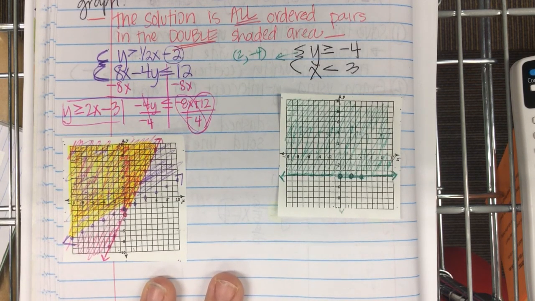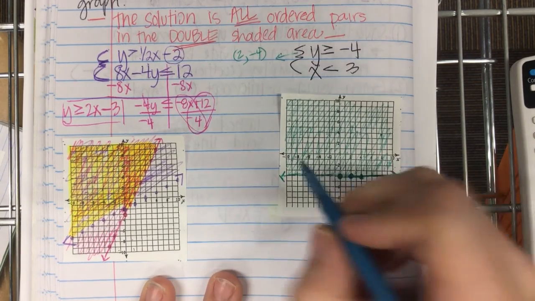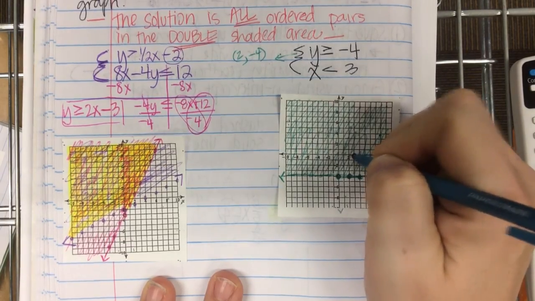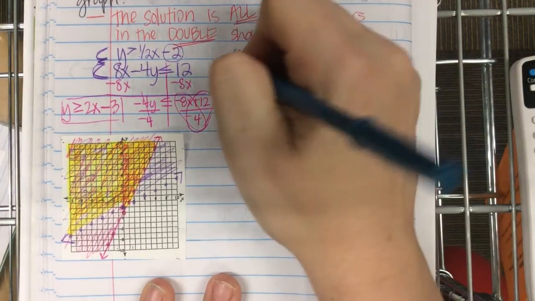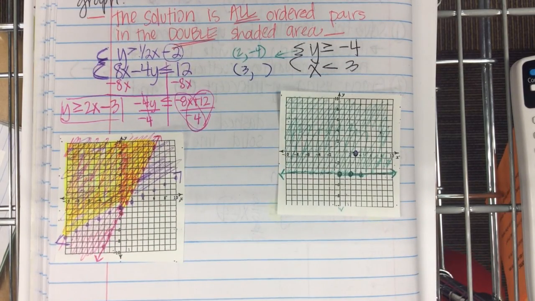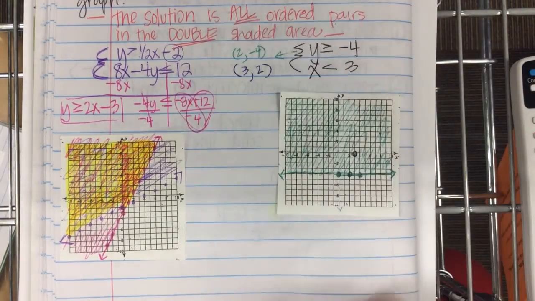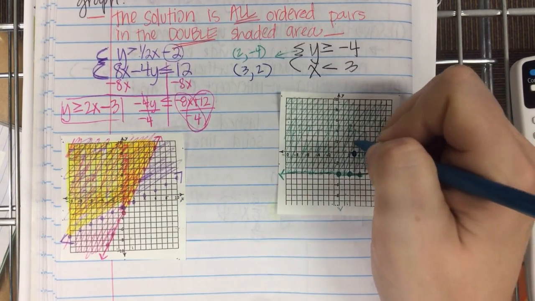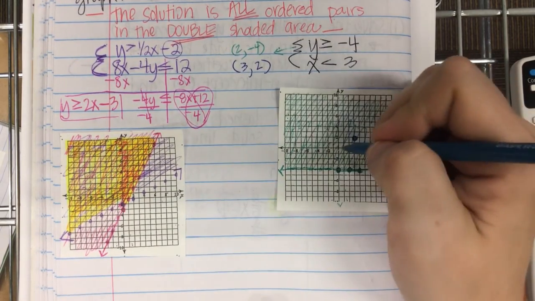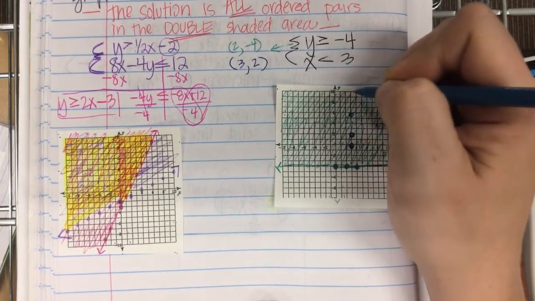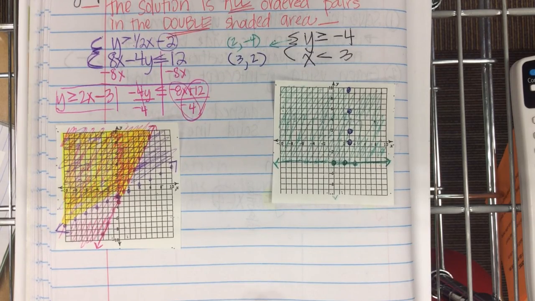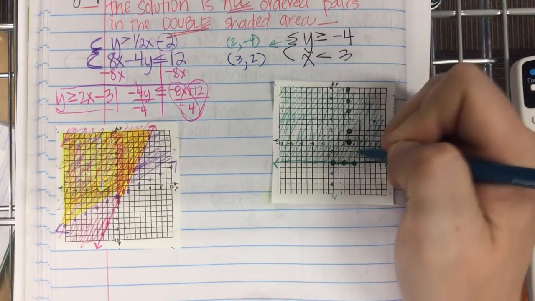So let's do the next one. x is less than 3. So on my x-axis, I find 3. And what that means is give me an ordered pair where your x value is 3. 3, 2. So over 3, up 2. What's another one? 3, 6. Over 3, up 6. 3, 10. What kind of line is this? Vertical. Is it solid or dotted? So I can just fill in some dots there.